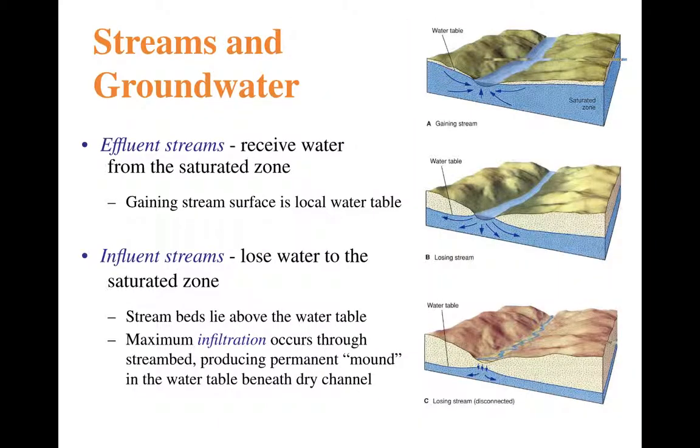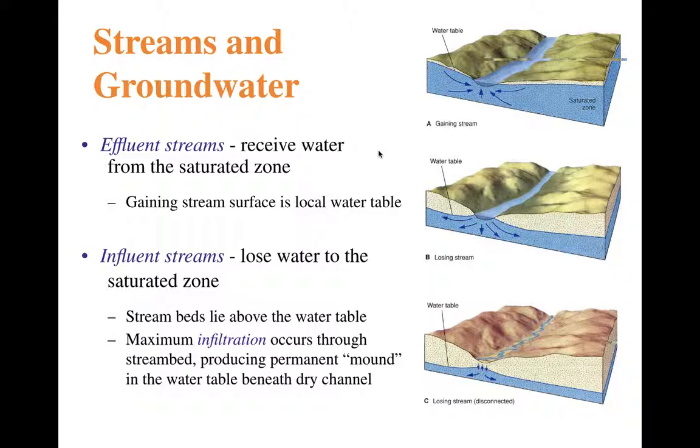All right, streams and groundwater. An effluent stream receives water from the saturated zone. What that means is the gaining stream surface is the local water table. So look at the top right corner. That is what we call a gaining stream. You can see that the water table is right up there with the river. The surface of that river is right there at the local water table.